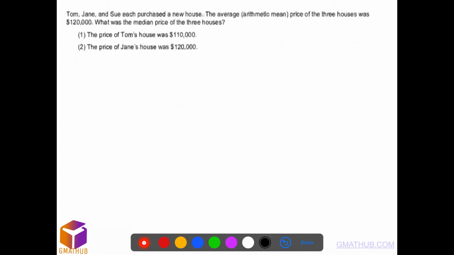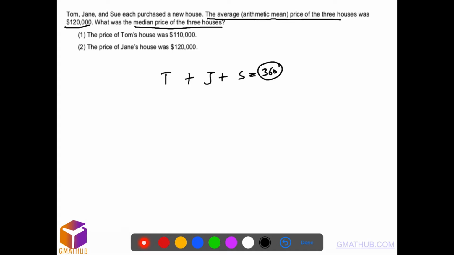Median. Now the average of 3 houses is 120. So the sum would be 360. We need to maintain the total sum as 360. Question is, what is the median price of the 3 houses? What is the median of the 3 values? First statement tells me one of the values is 110. So 110 being one value, we need to maintain the sum as 360. Now if you see, 120 is the median here.